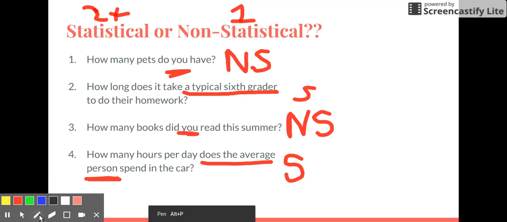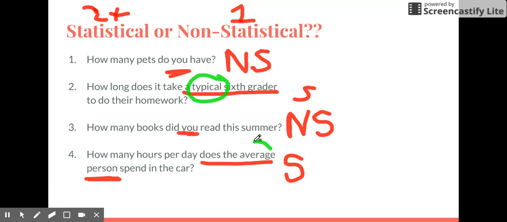Another thing you might have noticed is that my statistical questions have words like typical or average. Sometimes these words can be a key indicator on whether or not you have a statistical or non-statistical question. So that's something else to keep in your back pocket when you're answering these problems.